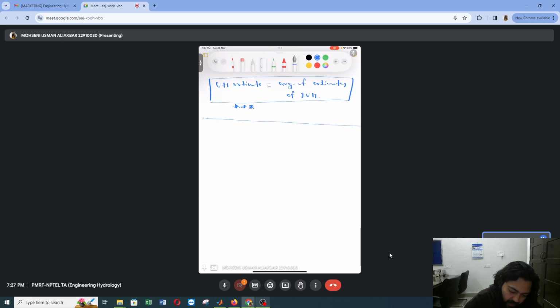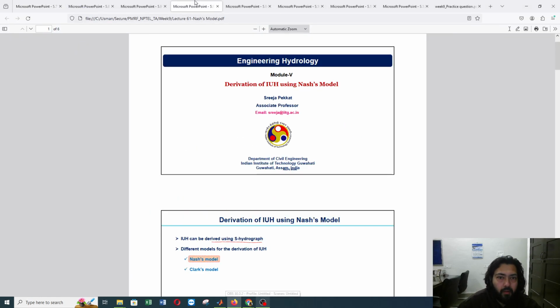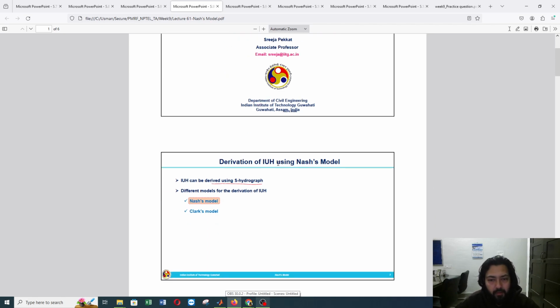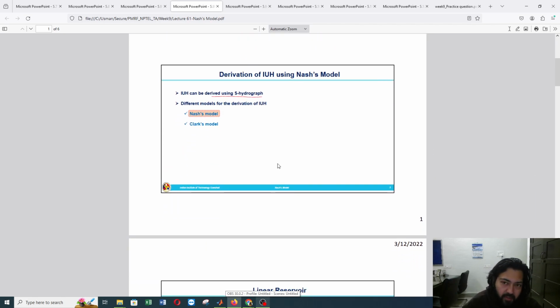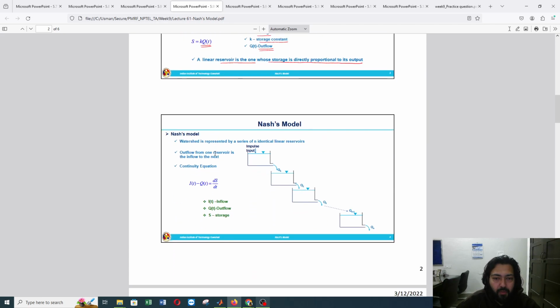Now there is another very important concept which is used to derive the instantaneous unit hydrograph. This approach is called the Nash model, right? We know the instantaneous unit hydrograph can also be derived using the S hydrograph, right? But there are different ways which we can use. The important one is the Nash model. So let us first look at what the Nash model is.